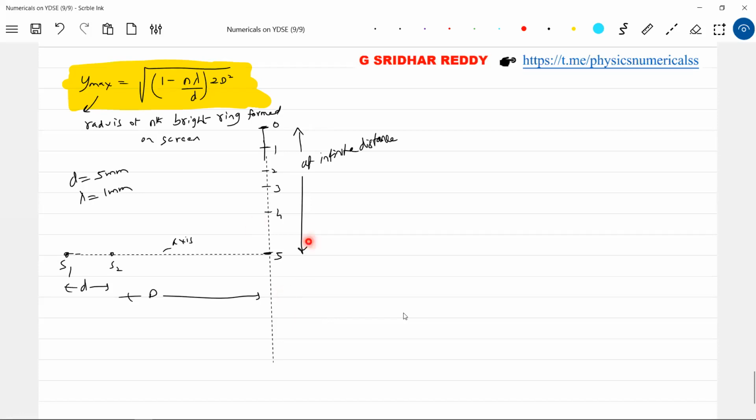Don't write again 4, 3, 2, 1. It's circular bands. Circular rings are formed now. Just show it here. The fifth ring will be formed, a bright spot here, then the dark ring. Then what is y4? y4 is the radius of the fourth bright ring. We'll get the pattern of this one. So the order of interference will decrease as you move away from the axis.